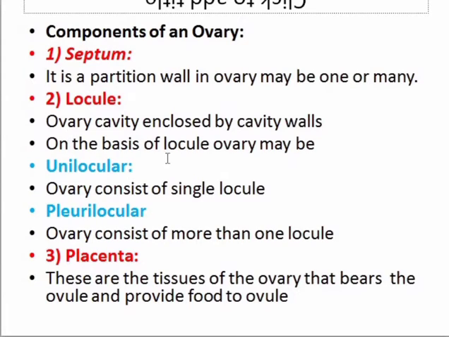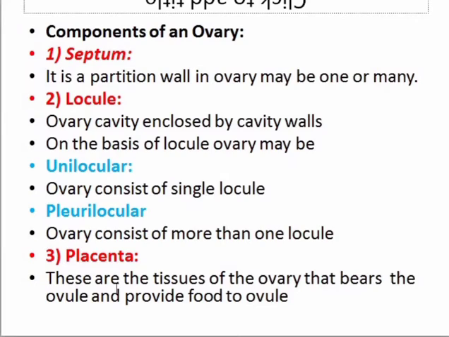The other structure is the locule. It is the ovary cavity enclosed by ovary walls. These are the ovary chambers. If you cut a tomato in cross section, you can clearly see the presence of locules in tomato. On the basis of locules, the ovary may be unilocular, meaning there is a single locule, or plurilocular when there is more than one locule.